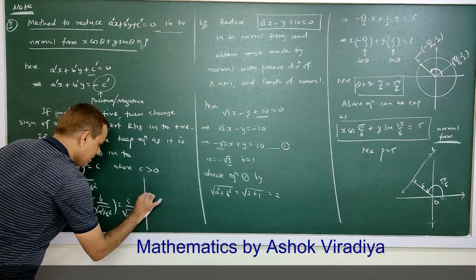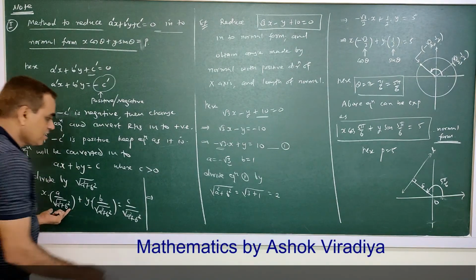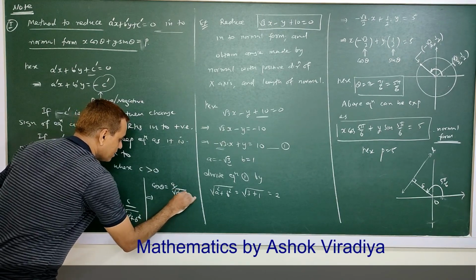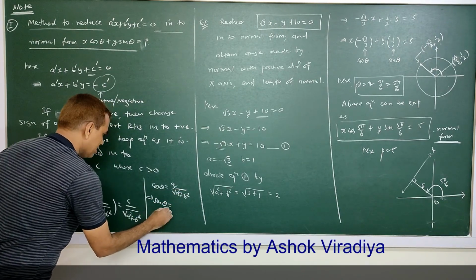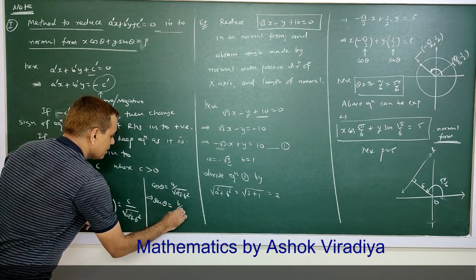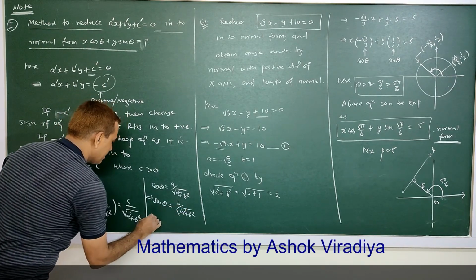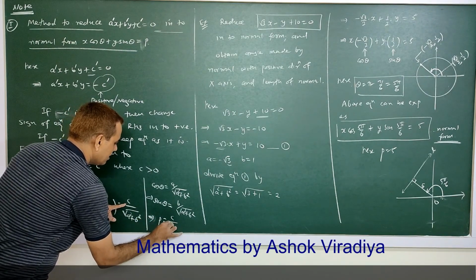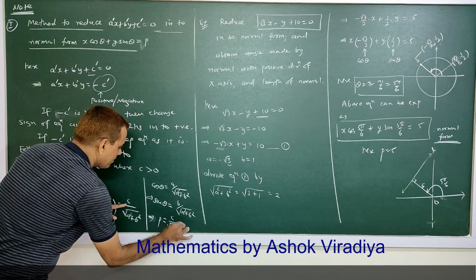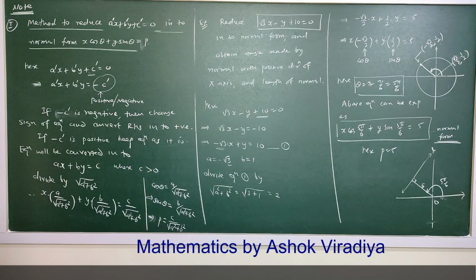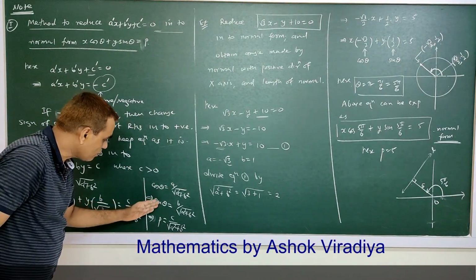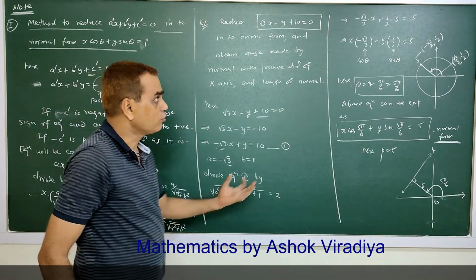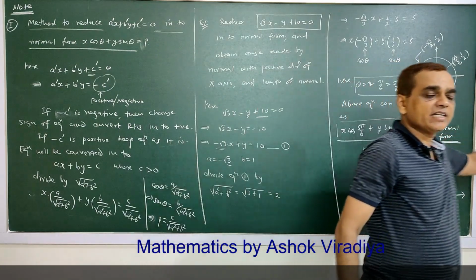So this means this will be cos theta. So cos theta is a upon root a square plus b square, sin theta is b upon root a square plus b square, and p, the perpendicular distance, is c upon root a square plus b square. So using these values, theta and p can be found by trigonometric properties.